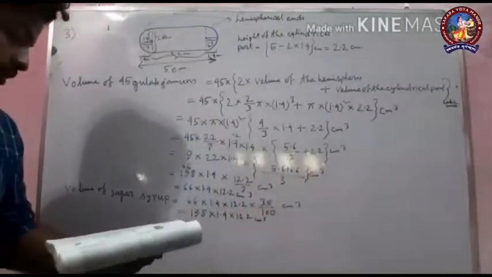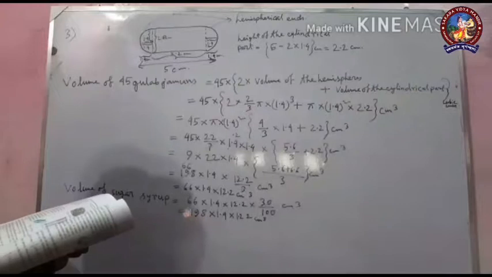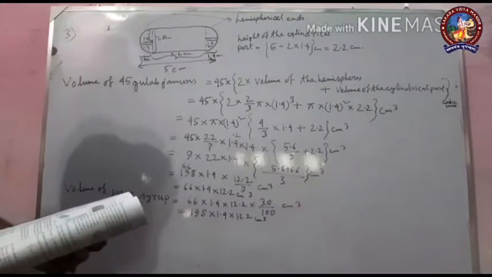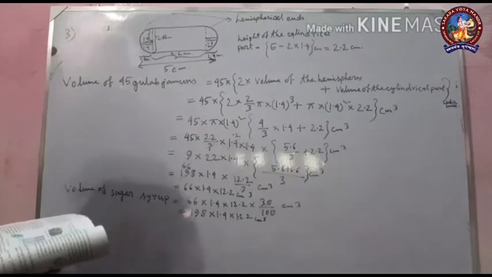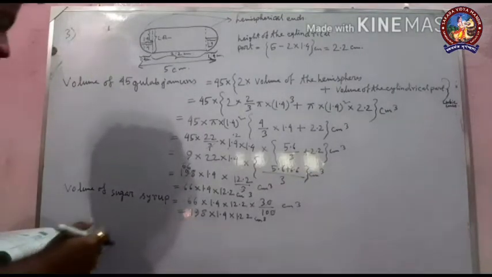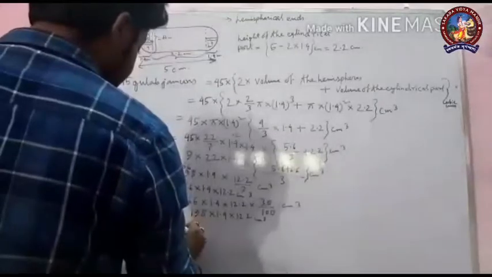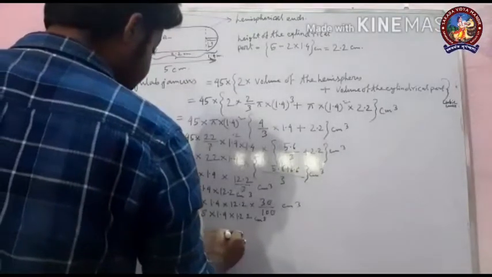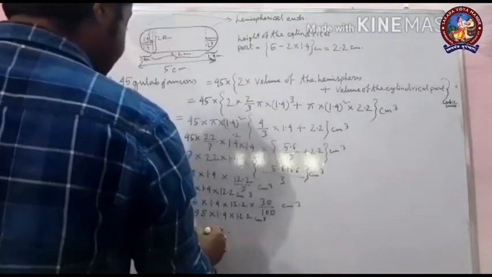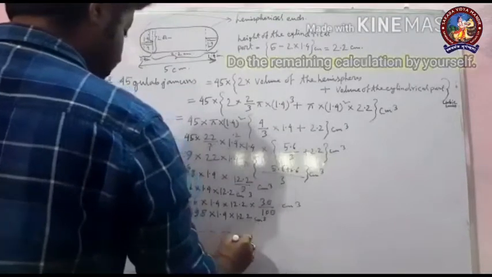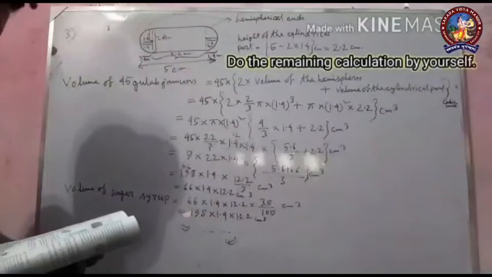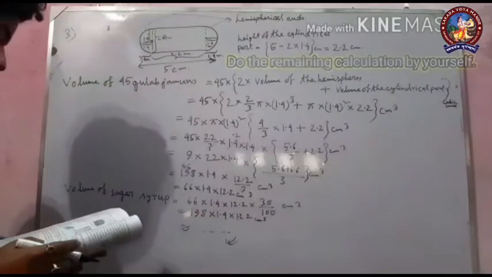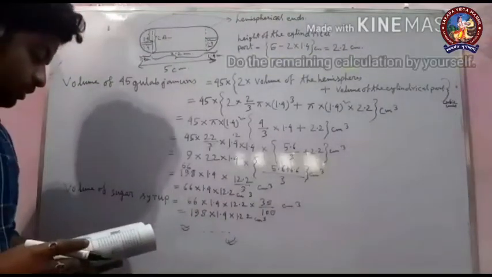Now do this calculation by yourself. Here they have said I have to find out the approximate value. Maybe here we will get some decimal expression and then we will have to calculate the nearest approximate value. That will be the required volume in the centimeter cube unit.